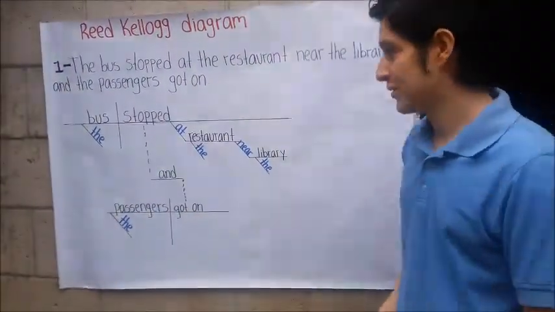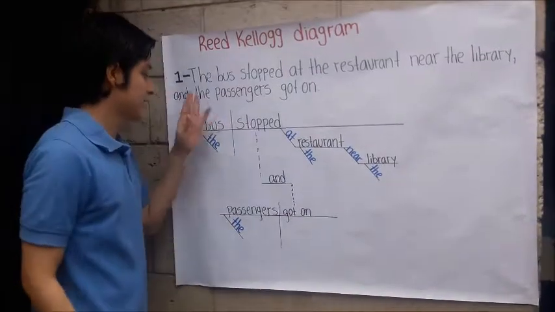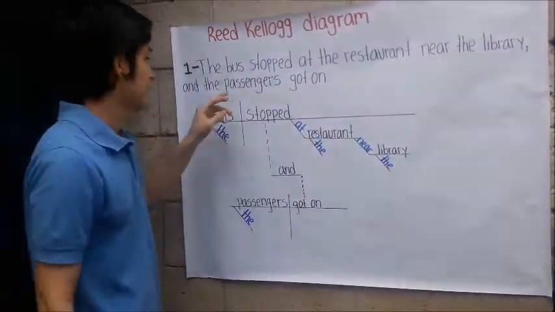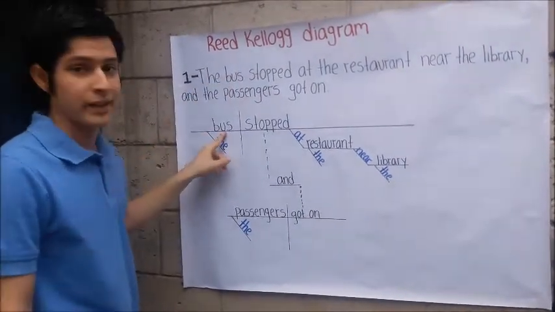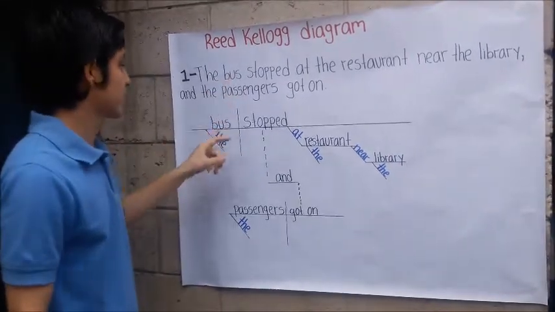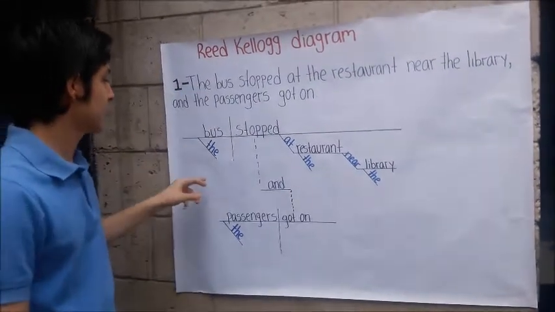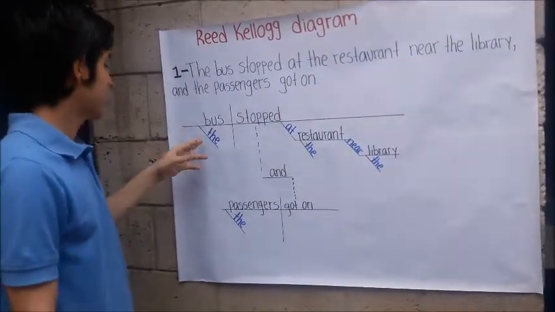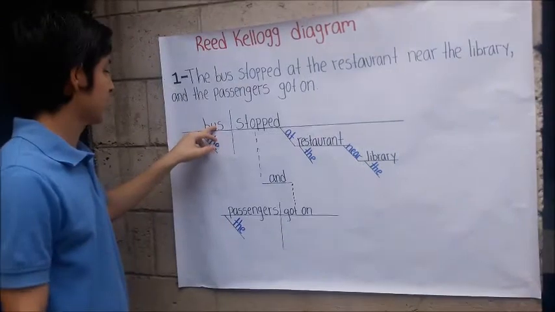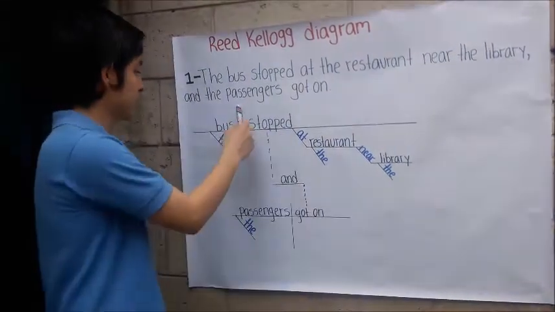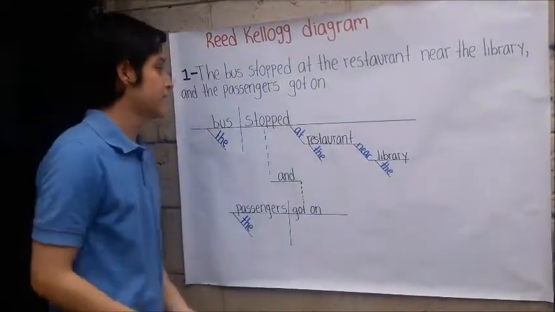To do that, we are going to draw a large horizontal line, then identify the subject. In this case, the subject is the bus, and write the noun of the subject. In this case it is bus, and we have the article. In this case, the article is a modifier. We have to write a slanting line beneath the noun bus. Then we have to divide with a vertical line to write the verb. In this case, the verb is stopped.